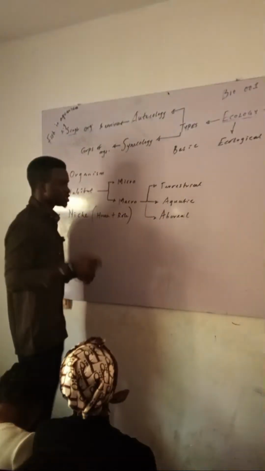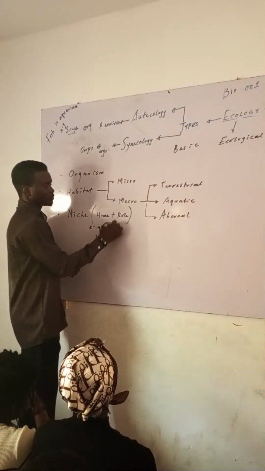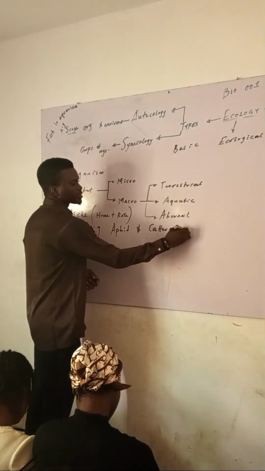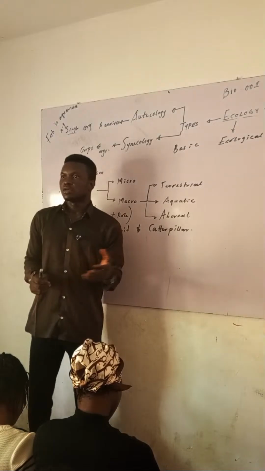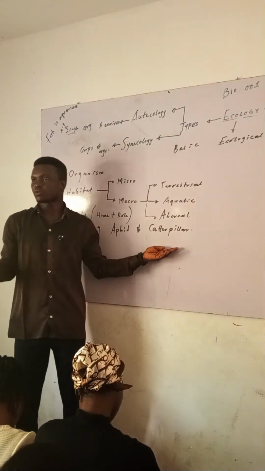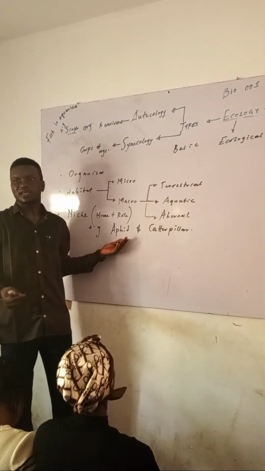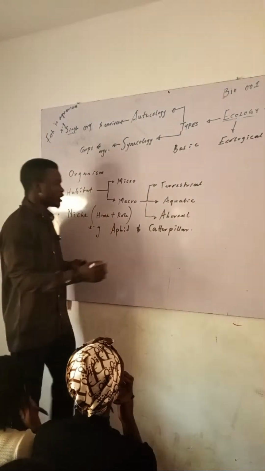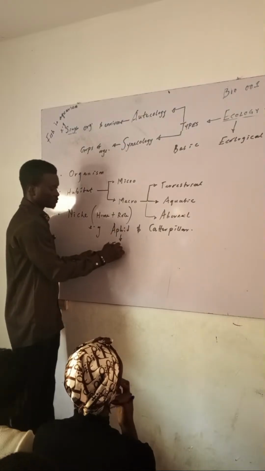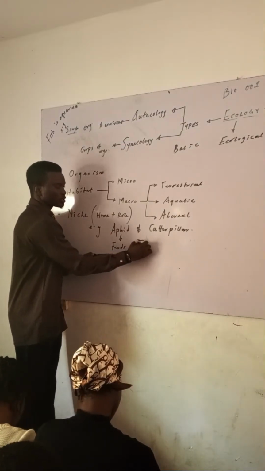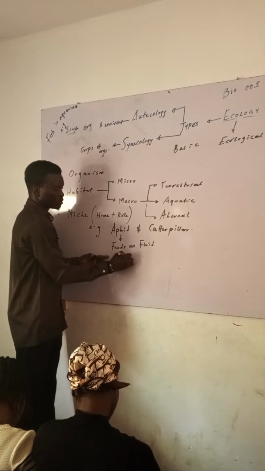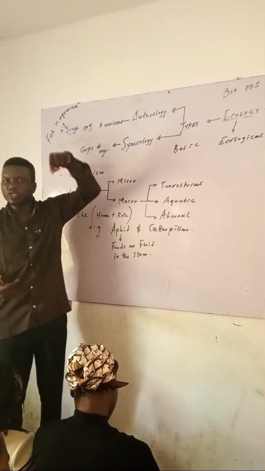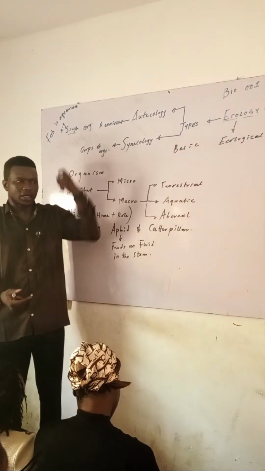Now, an example in biology, which you need to take notes on, is aphid and caterpillar. So they can ask you about this. Aphid and caterpillar. This is the larval stage of a particular insect, and this is also an insect. Both of them live on a particular plant. Now, what does the aphid do? It feeds on fluid in the stem. So the aphid lives in the stem and continues to feed on fluid inside that stem. That's what it feeds on.